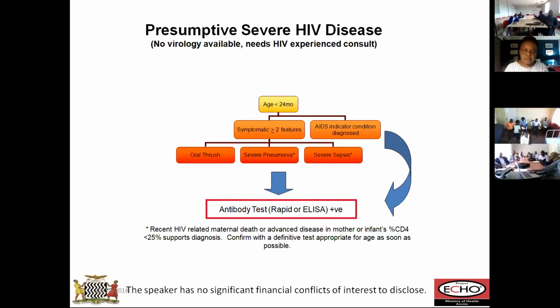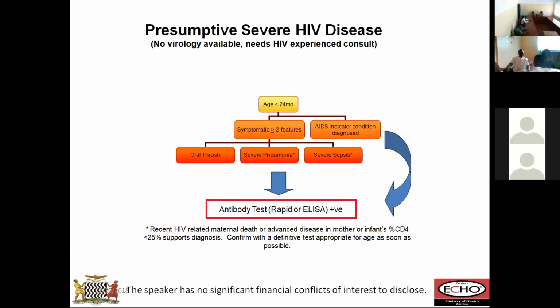That's just a diagrammatic representation of the presumptive diagnosis of severe HIV disease in a child who is less than 24 months. You need at least 2 of those symptoms: oral thrush, severe pneumonia, severe sepsis, in someone with a positive antibody test to make the diagnosis.